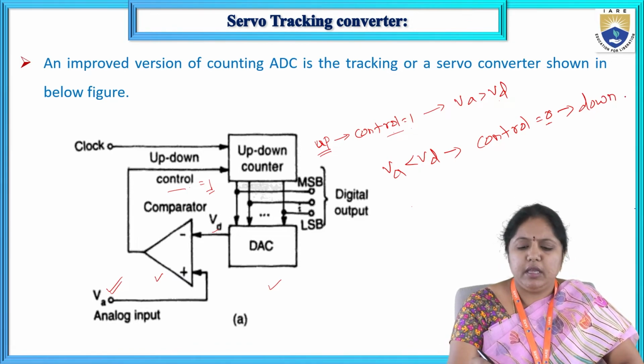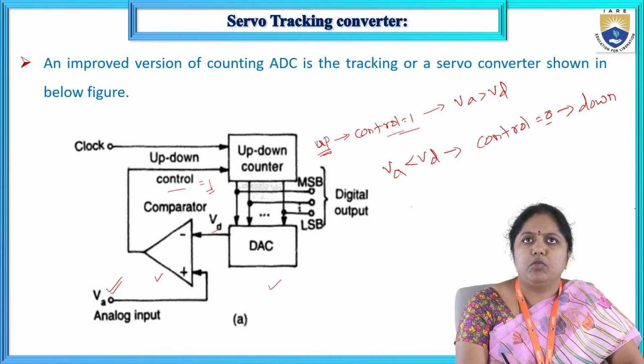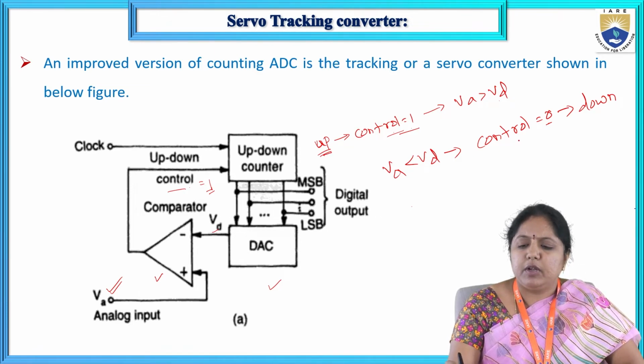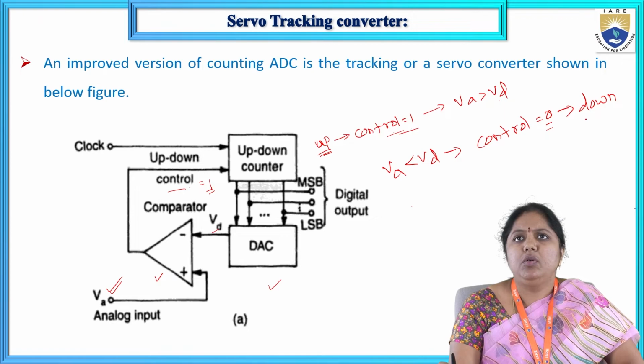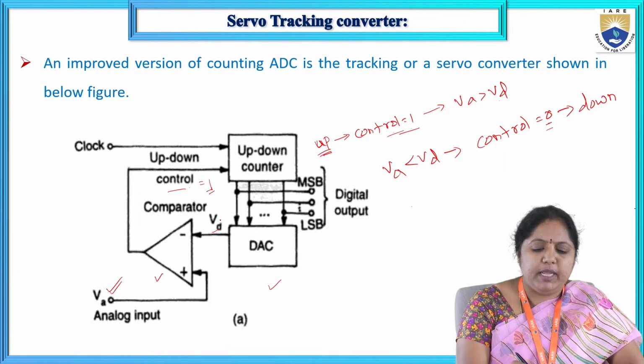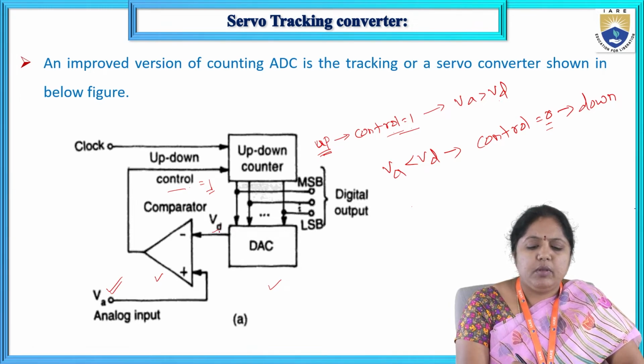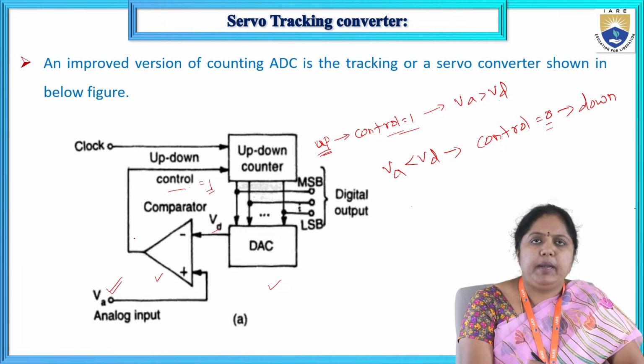Down counting. Here if you observe, when the control value equals 1, the up operation is going on. When the control value equals 0, the down counting operation is going on. Like that, it will compare the corresponding analog signal with respect to the digital output. Based on the comparison, the comparator output value is either 1 or 0 here.